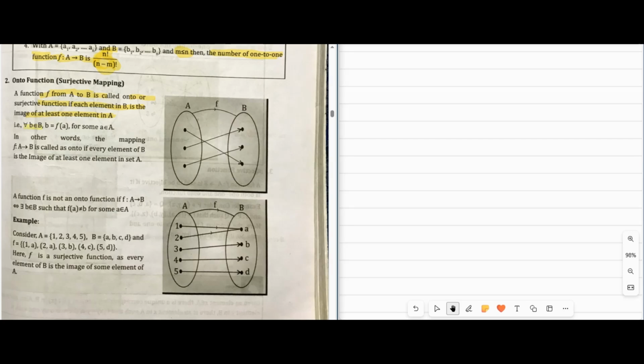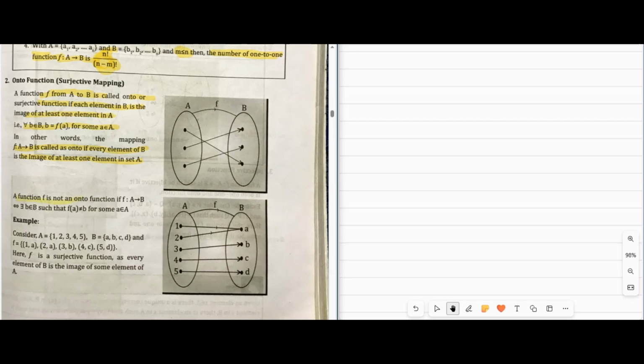That is, for all b belonging to capital B, b equals f of a for some element a. In other words, the mapping f from A to B is called onto if every element of B is an image of at least one element in set A. So we represent this function, one to one, as this.